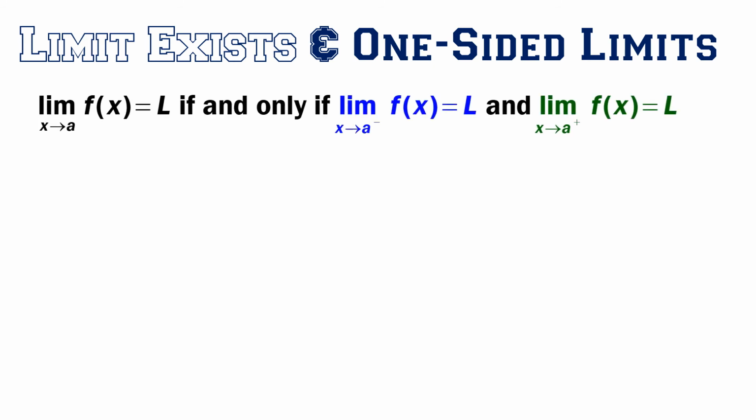How do we know when a limit exists? For that, we have to also know what one-sided limits are. See, the limit of f of x as x approaches a equals L. And let's briefly pause. Remember that the limit equals L, therefore it exists.